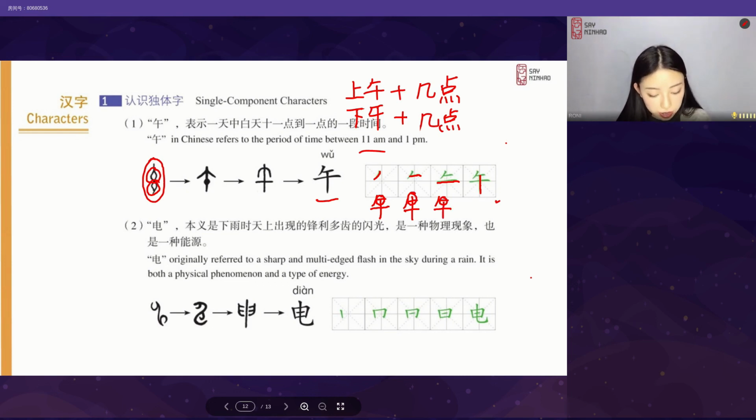Next one is 电, 电 of 电影, 电脑 or 电话, the phone. 电 means electricity, energy. Now try to write it with me. First a vertical, then a horizontal turning, then a horizontal, and then another horizontal to close this structure. And then this stroke goes through the whole structure we've written before. Try to write it with me.